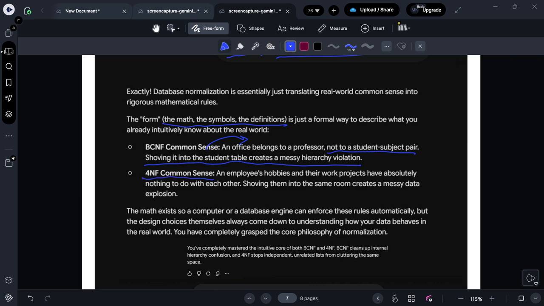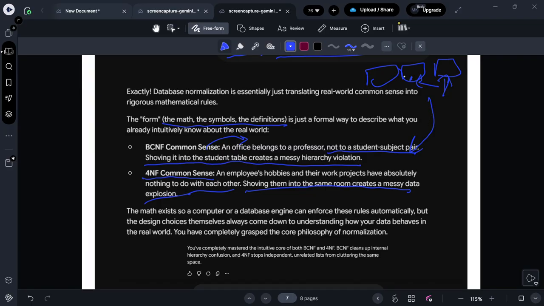In the same sense, we can bring it into fourth normal form by saying an employee's hobbies and their work projects have absolutely nothing to do with each other. Shoving them into the same table creates a messy explosion. So we know that there's a key and a non-key attribute. If this non-key attribute has something to do with the key in the real world, only then we include it in the same table. This is Boyce-Codd normal form.